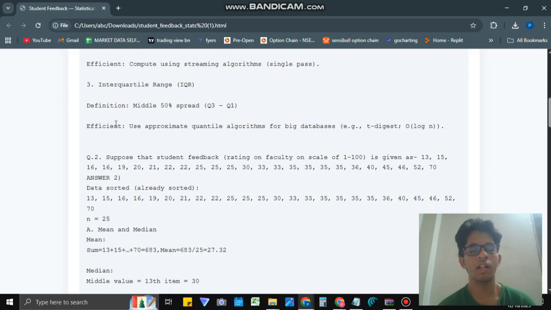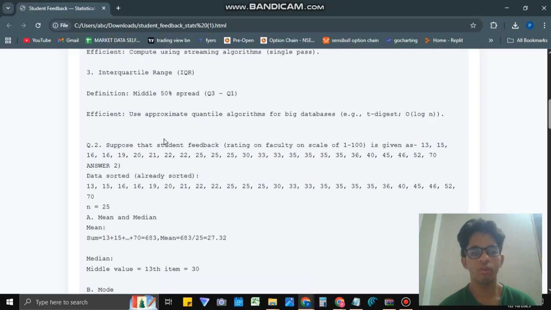Then we have the interquartile range. Its definition is the middle 50% spread, that is quartile 3 minus quartile 1. It's efficient to compute, as we can use t-digest and quantile algorithms for calculating it. So it's very efficient for big databases.